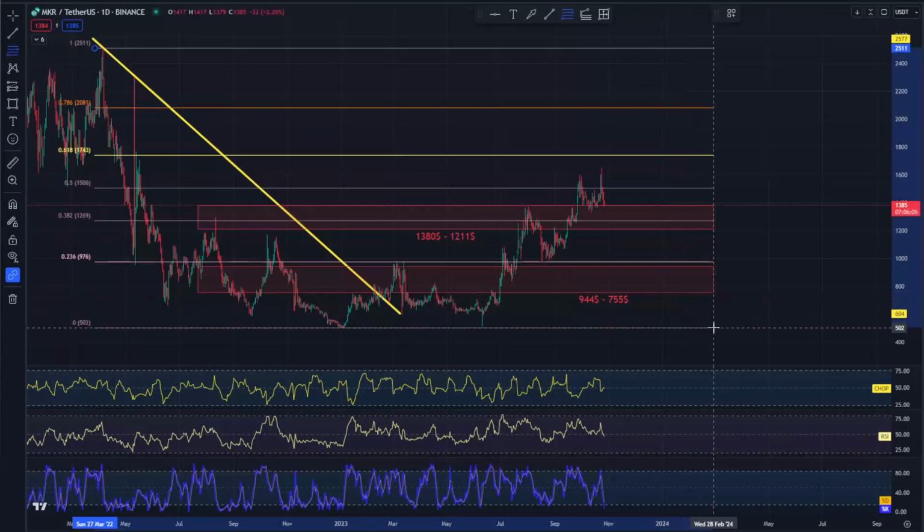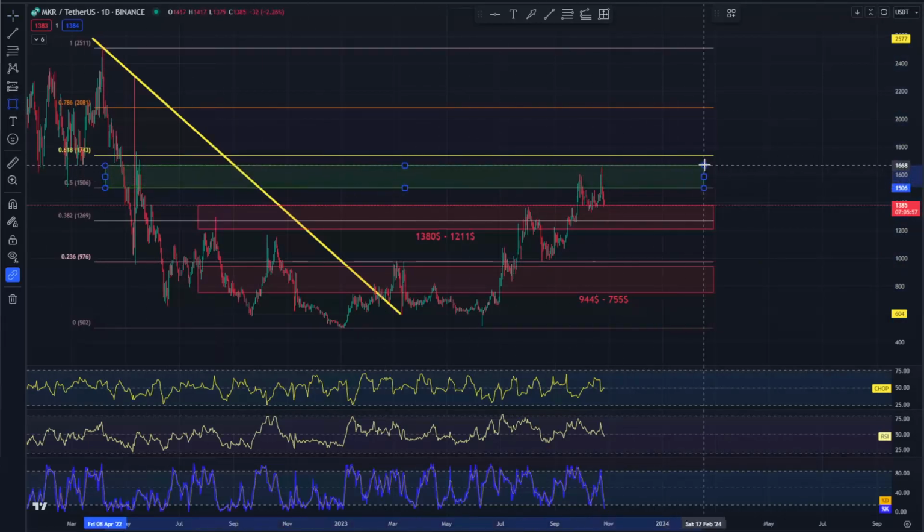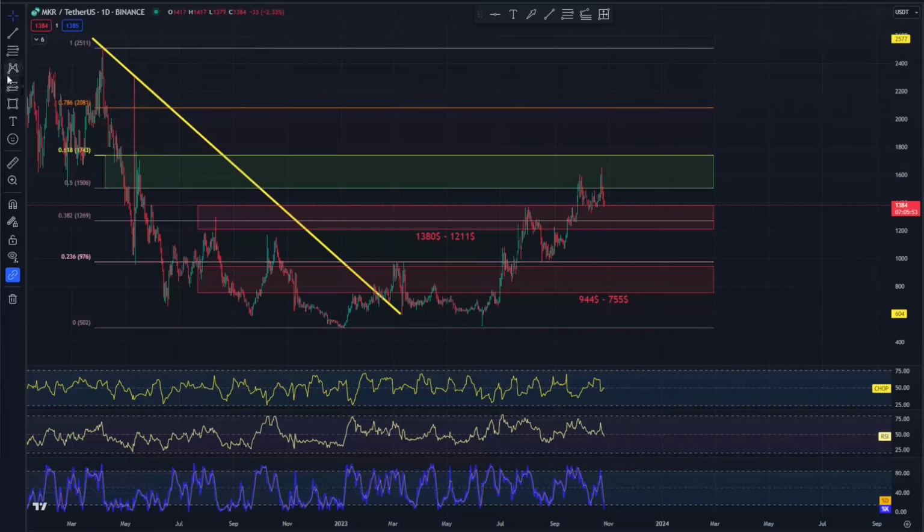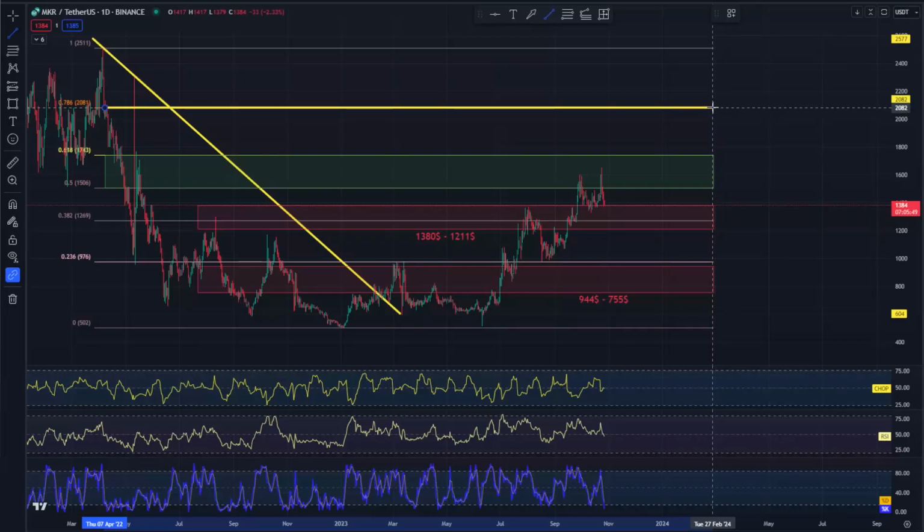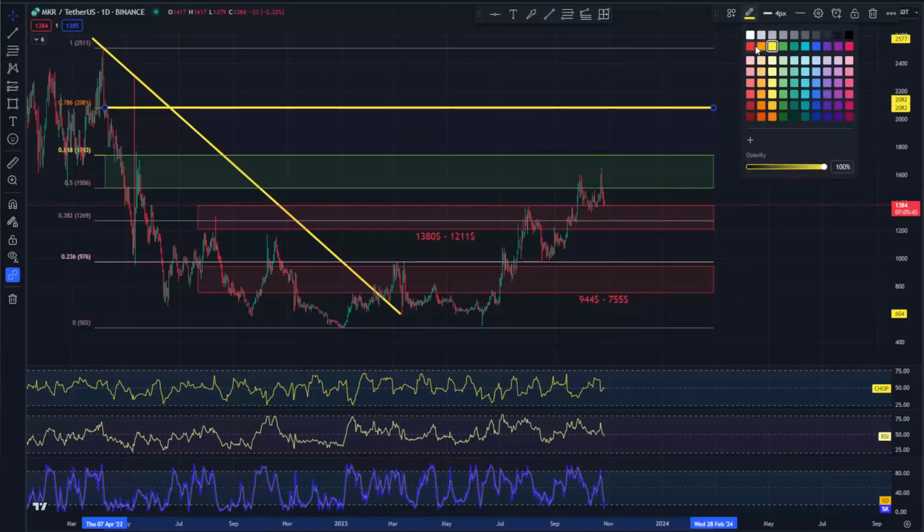Looking the other way, we see that the MKR price has been rejected by the resistance zone from $1,506 to $1,742. If we manage to break out of it, we can see an upward movement towards the resistance level at $2,082.